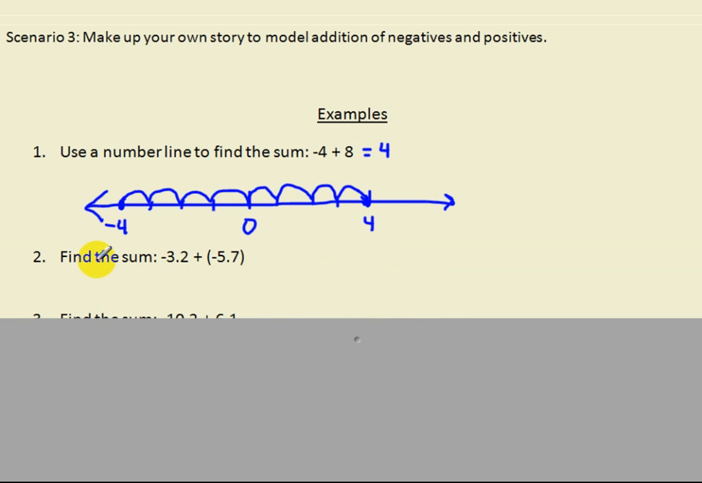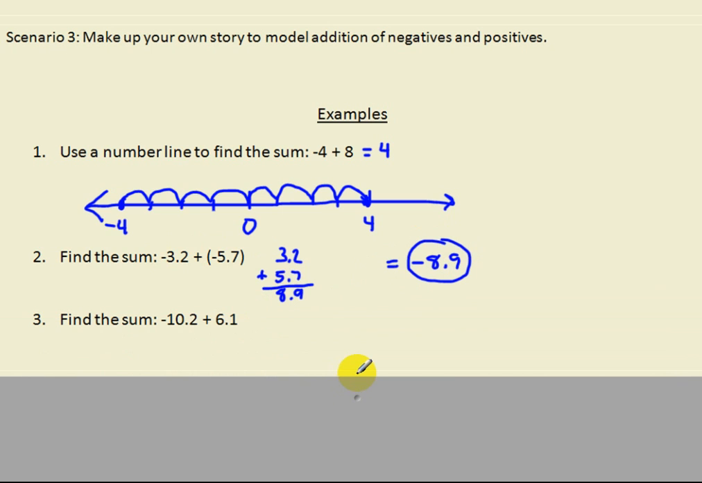Find the sum, negative 3.2 plus negative 5.7. So here's a case where we're adding 2 negatives, and if you want, you can simply add the 2 values as if they were positives initially. So 3.2 plus 5.7, and we're going to end up with 8.9. But then remember that because these are 2 negatives, we're going to have a negative 8.9. That will be our answer.